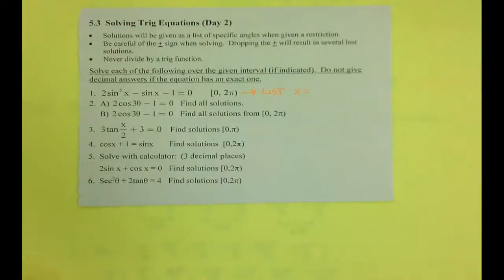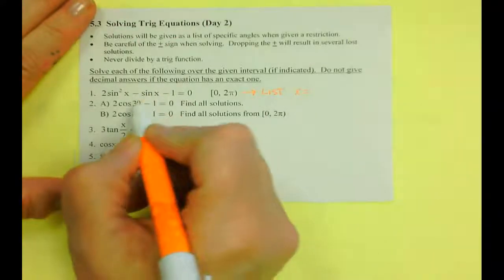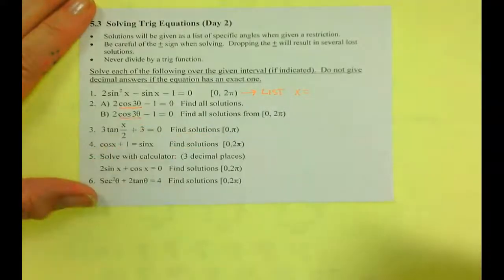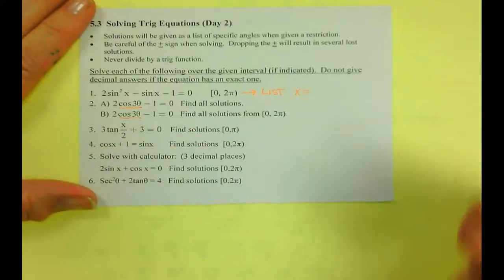Okay, so problem 2 is broken up into part A and B. What I want you to notice is right here, that's cosine 3 theta. So that's a multiple angle. And we're going to solve it both ways.